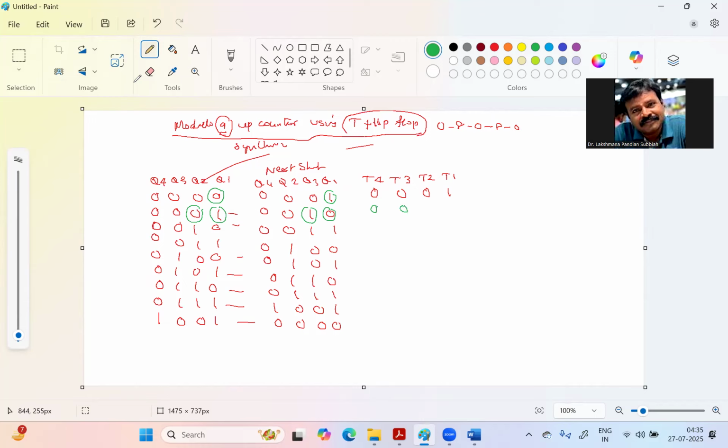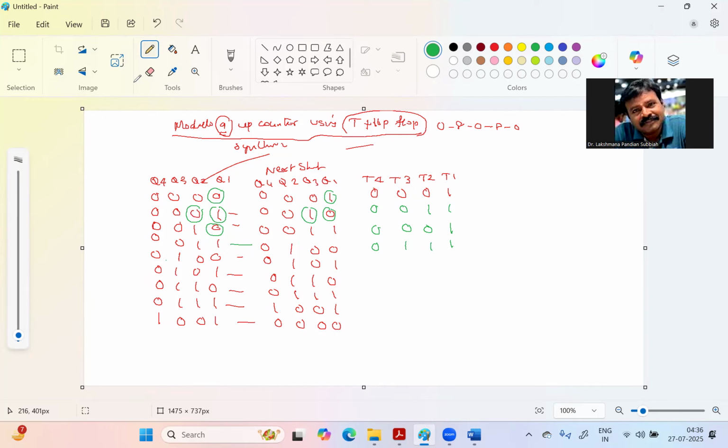Then for the other 2 bits, there is no change. So here we are having 1, 1, and the change is only in the last bit. So here we have to write 0, 0, 0, 1. And next we have a change here, here, right? So here 0, 1, 1, 1. This is a change, this is a change, and this is a change.